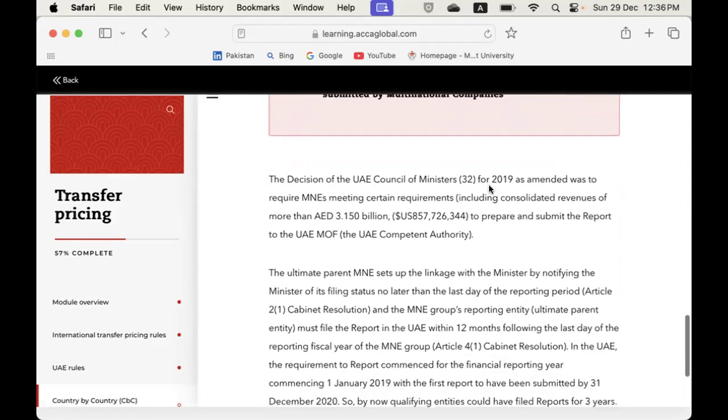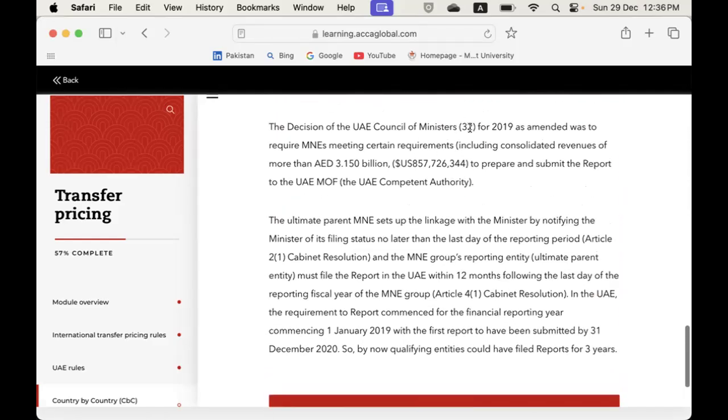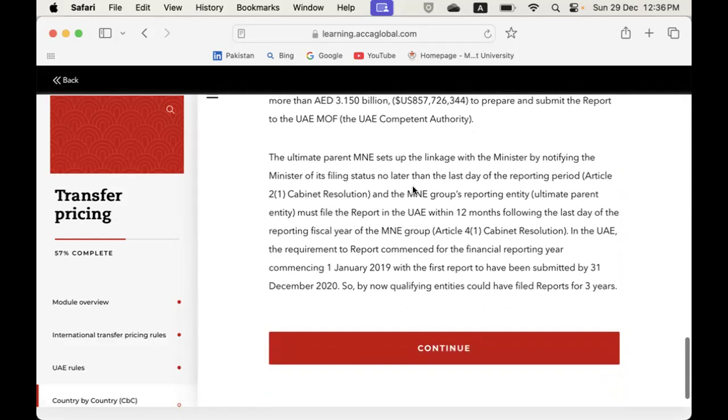The decision of the UAE Council of Ministers, as amended, was to require MNEs meeting certain requirements, including consolidated revenues of more than 3.15 billion, which in euro terms is different, 750 million euros, to prepare and submit the report to the UAE Ministry of Finance. This is known as the UAE Competent Authority, Ministry of Finance. The ultimate parent MNE sets up the linkage with the ministry by notifying the minister of its filing status no later than the last day of the reporting period.